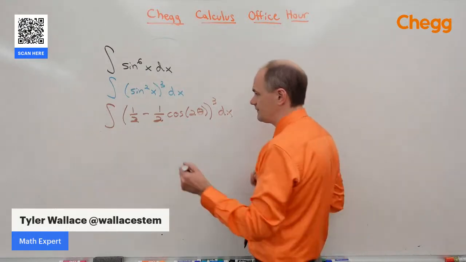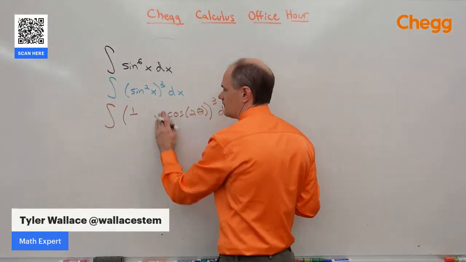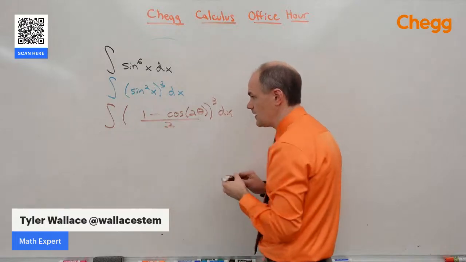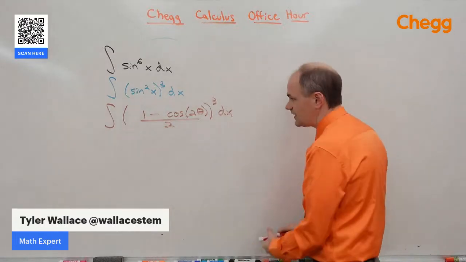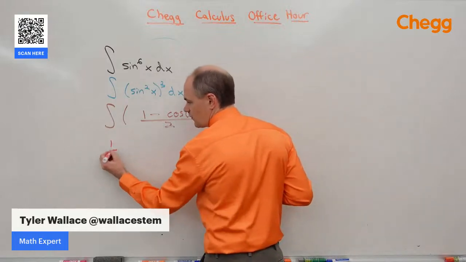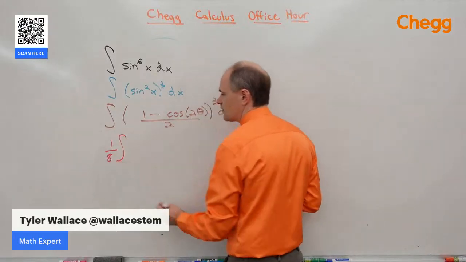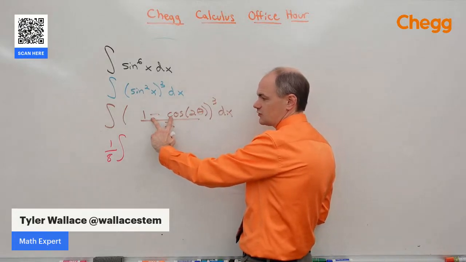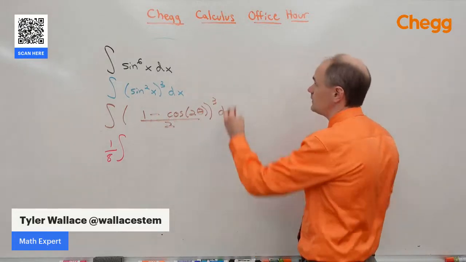Yeah, let's write it as one denominator. Fine, you win. All over 2. And the reason I want to do that is because I can cube the 2 and get 8 and pull that out. So we've got 1/8 times the integral. And then I can cube this 1 minus cosine 2 theta. Let's look at what that becomes.